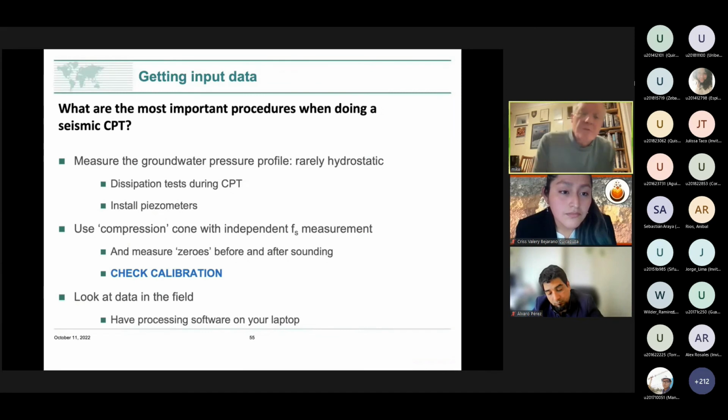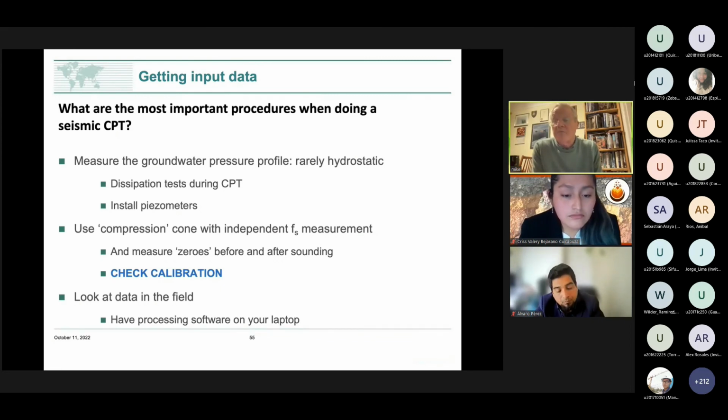The second important procedure, if you look, it's not just what I've shown you today, but a lot of our methodologies are starting to use the friction ratio as an indicator of soil compressibility. That means we need accurate friction sleeve measurements, and that means we must not use a subtraction cone. So the second thing is to get a compression cone. A lot of our contractors don't like it because they're more delicate and they tend to break, but cones are cheap. A dam failure is very expensive, so you need a compression cone.